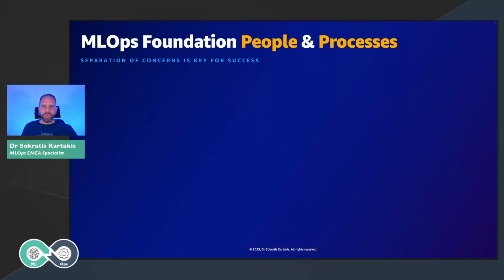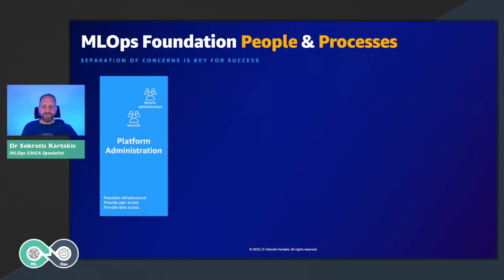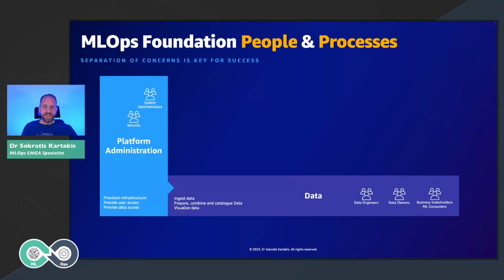But let's see how everything is linked together. The first team that we have is the platform administration team. This team is responsible for creating the different platforms for the different users in order to start using the cloud. That means that they need to provision infrastructure, new accounts, give access to the users to these accounts, and of course give access to data. But where do we store the data? We have the layer of the data.